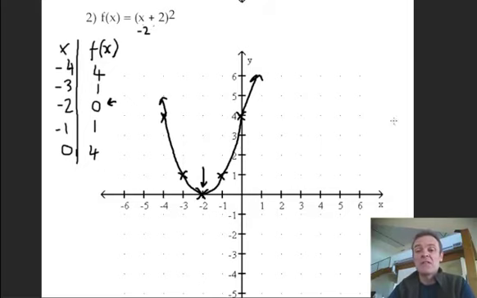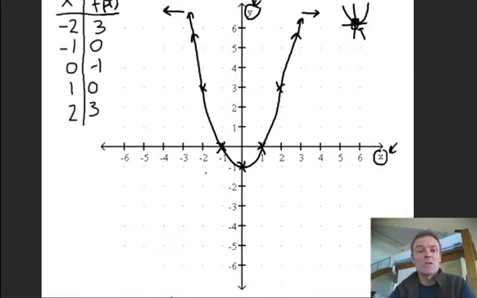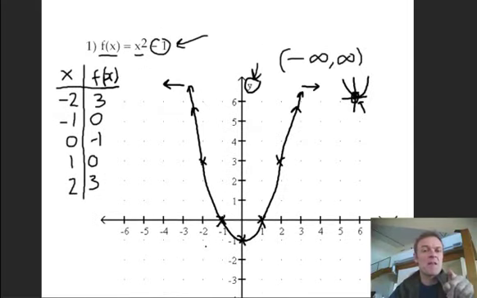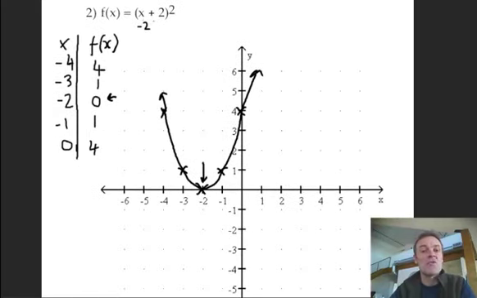So remember that. You're either going to get them moving up or down, where the number's not part of the squared, or left and right, because the number is part of the squared. Plus 2 is part of the squared. All right? And that's it for those. So one was an up and down movement, one was a left and right movement, but it's still the x squared shape. Okay?